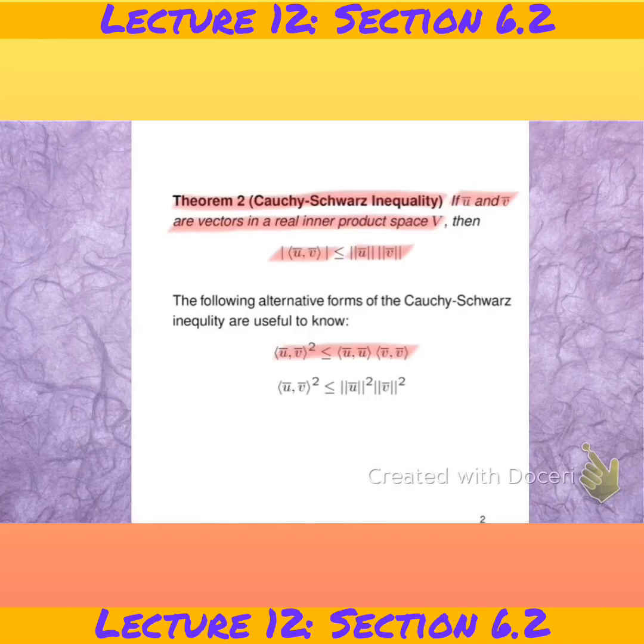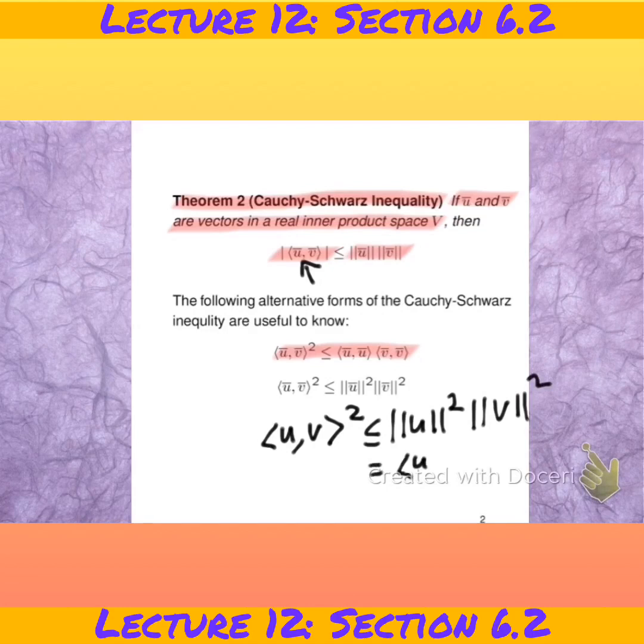And I mean, that is pretty straightforward, because if you take this term here and you square on both sides, you get the inner product of u with v squared is at most the norm of u squared. And by section 6.1, the norm of u squared can be replaced with the inner product of u with itself multiplied by the inner product of v with itself. Okay, and the second form again just follows from that.